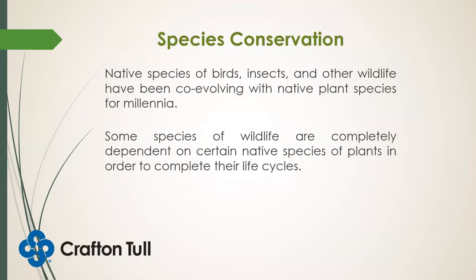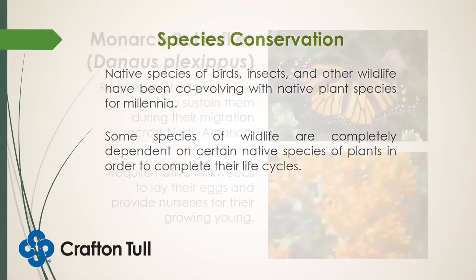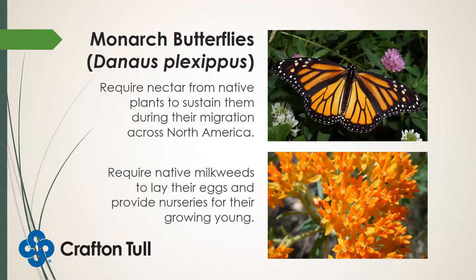Not only that, but using native plants for low impact development projects is just great for species conservation. Like I said earlier, there are some species that are completely dependent upon native plant species in order to complete their life cycles. Case in point, monarch butterflies. They require native plants to sustain them along their migration routes across North America, especially native milkweeds. They need these to lay their eggs and provide nurseries for their growing young. So without these species of native milkweeds along their flyways, they cannot complete their annual migration each year.